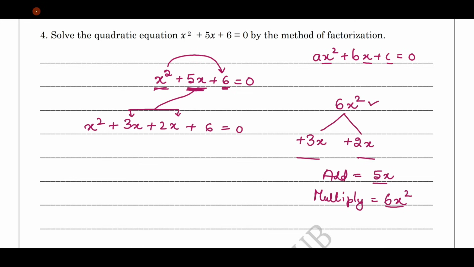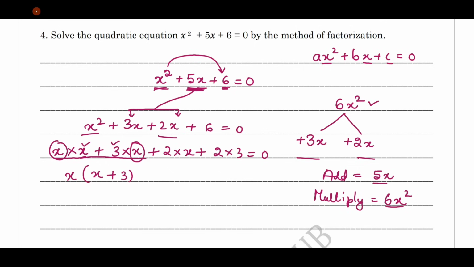Don't skip any step. Here, I'm writing x squared as x into x, 3x as 3 into x, why? To take the common factor. 2x as 2 into x, 6 as 2 into 3. So this is for your understanding. Now, in these two terms, what is common? x is common. Take x out. What is remaining here? x plus 3. In these two terms, what is common? 2 and 2. Take 2 out. What you get? x plus 3 equals 0.